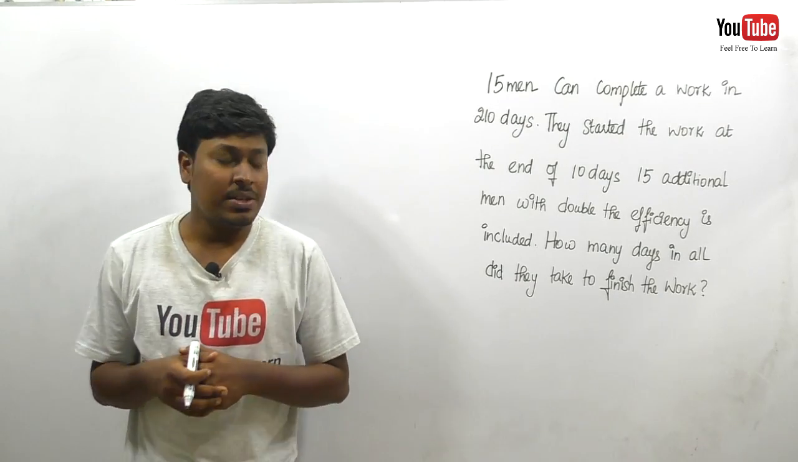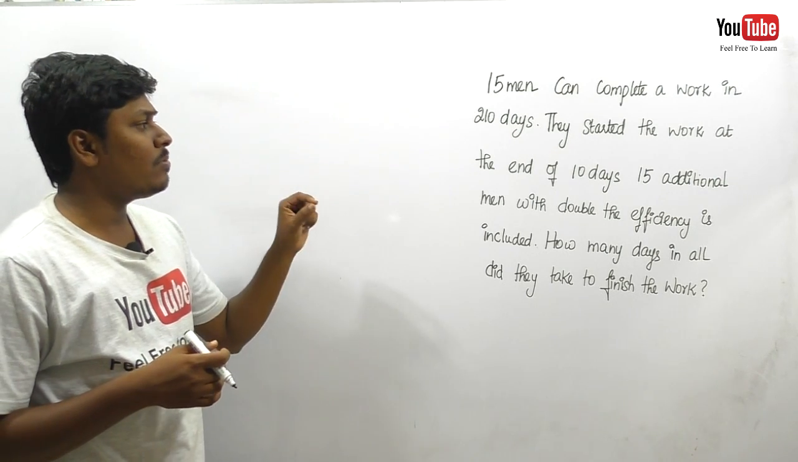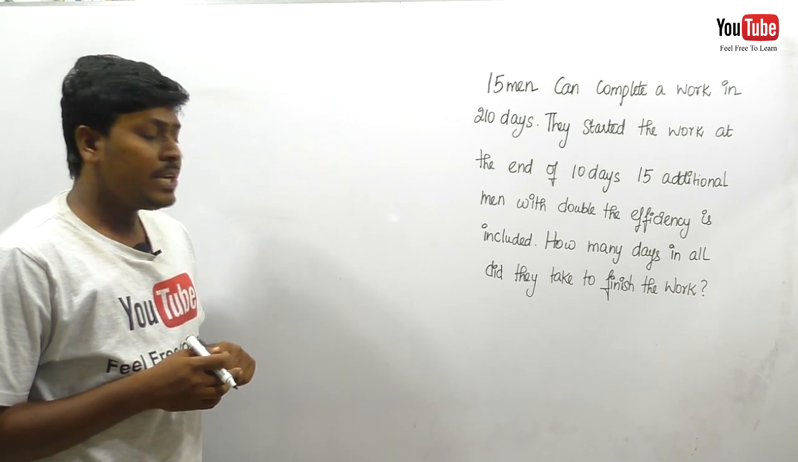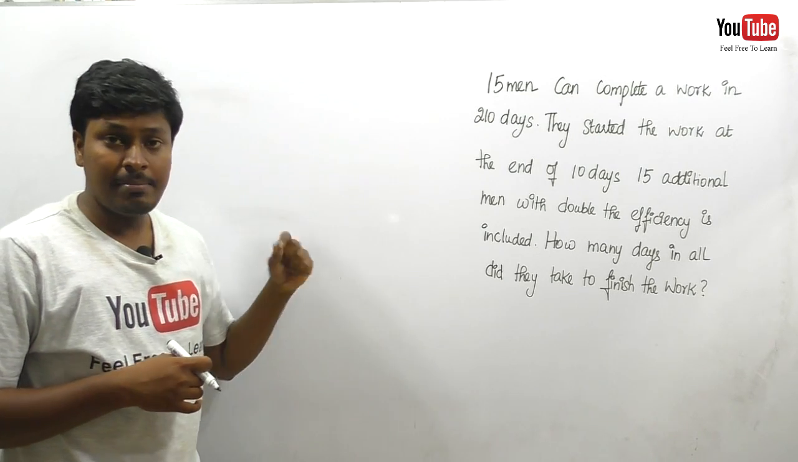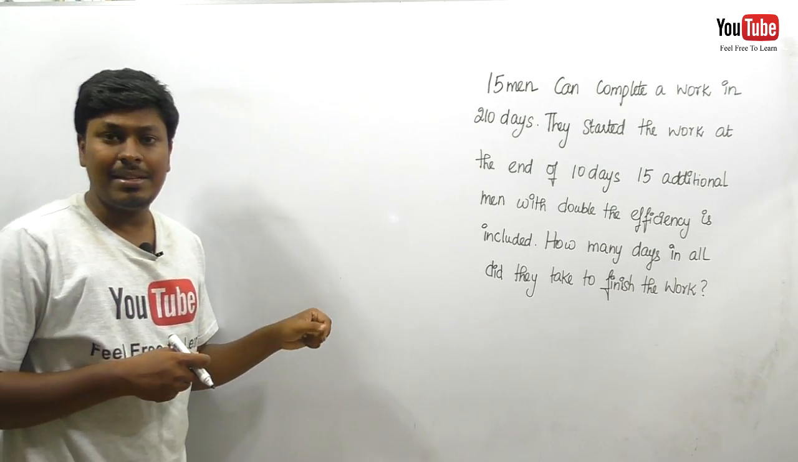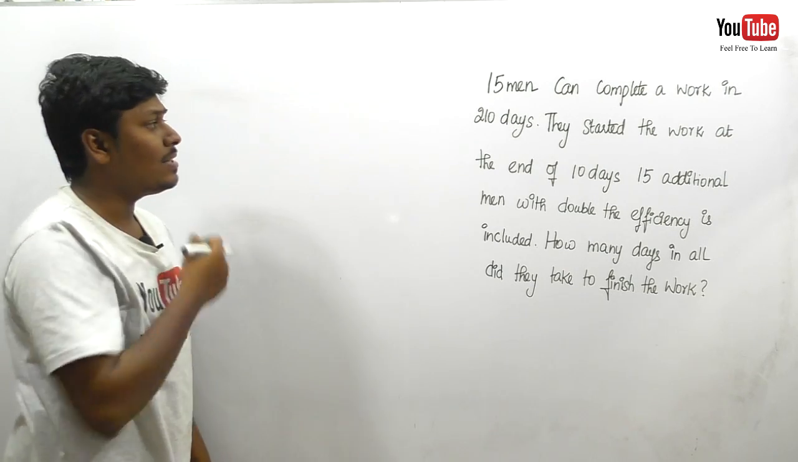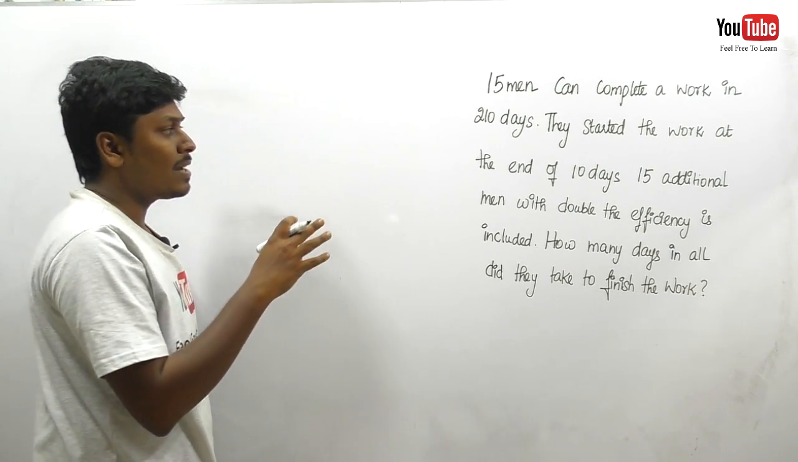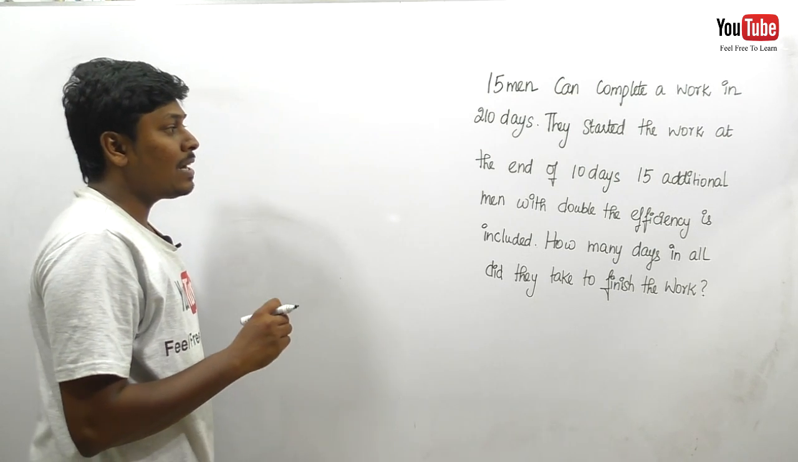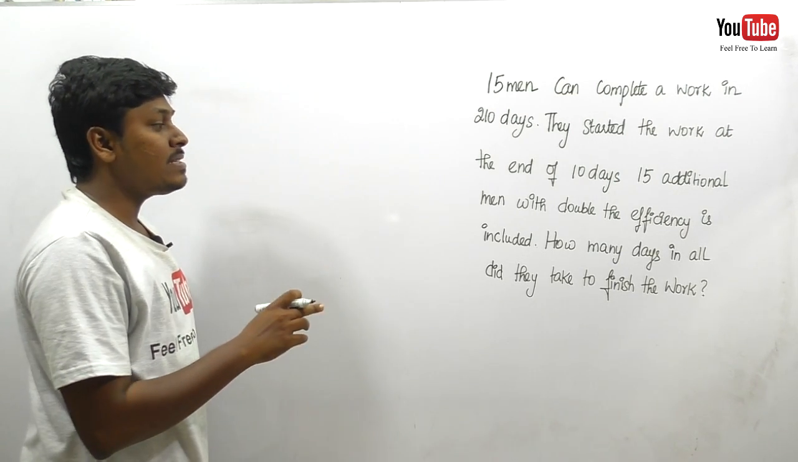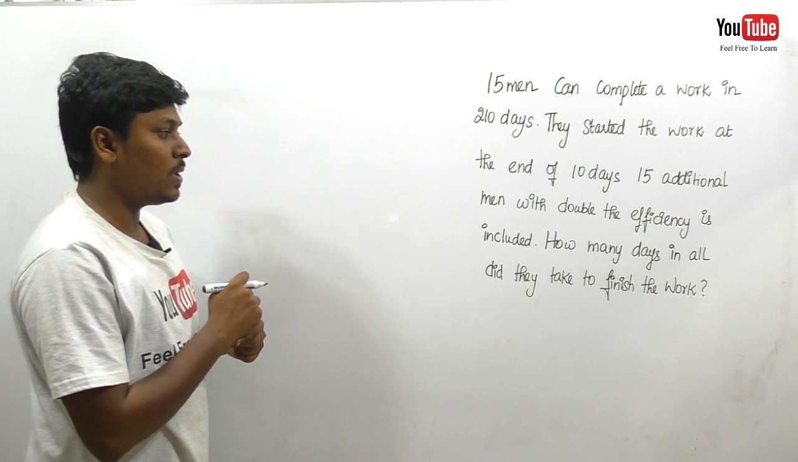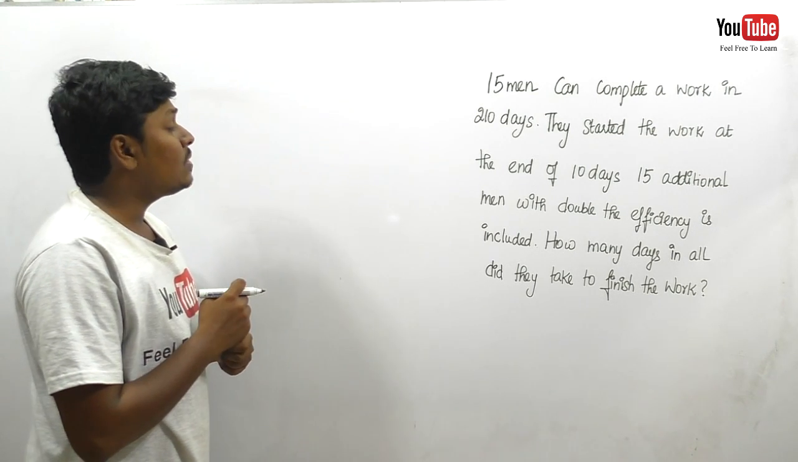Let me move on to the next question, which was sent by one of my subscribers. He told me that he is getting the answer 200 by 3, but the answer is 230 by 3. Okay, let me try to solve this question. I don't know what mistake you have made. So 15 men can complete a work in 10 days. They started the work, and at the end of 10 days, 15 additional men with double the efficiency are included. How many days in all did they take to complete the work?